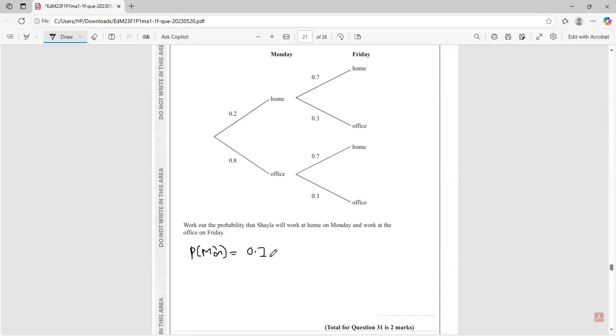Sorry, that doesn't look like 2. Let me just write it very well. So the next thing that was asked, please take note of this word: and. Take note of the and. Work at the office on Friday. Probability for Friday from this same diagram is what?